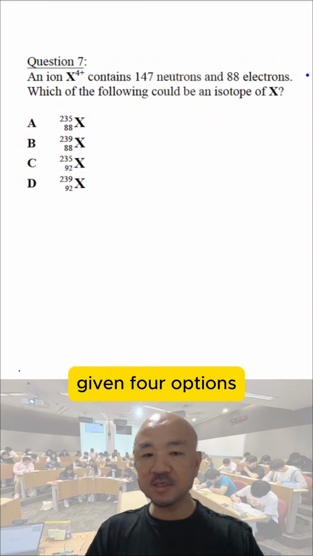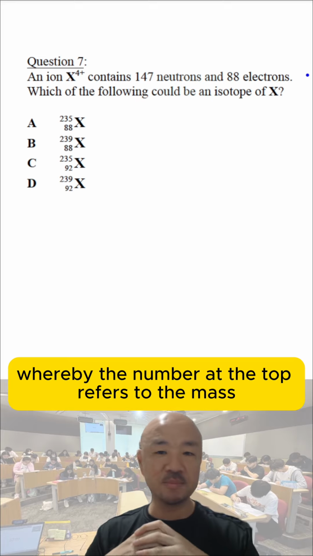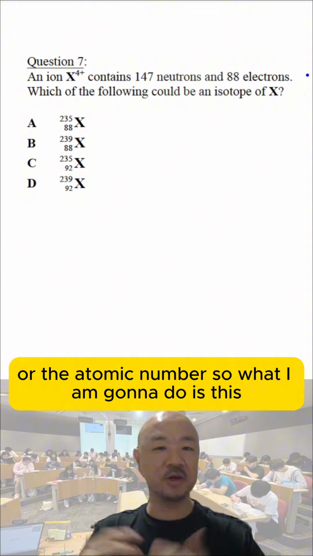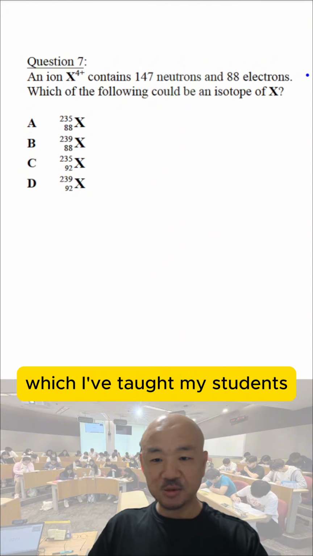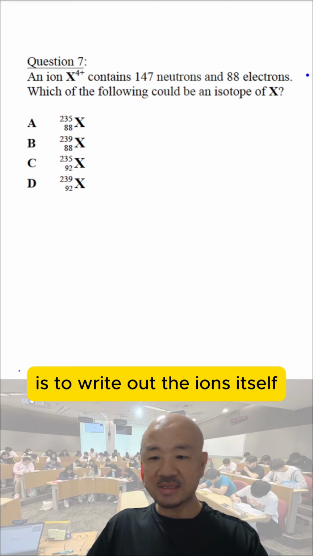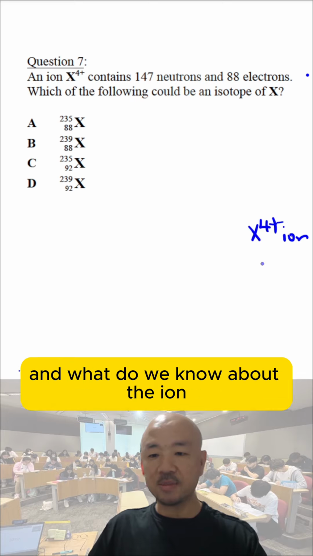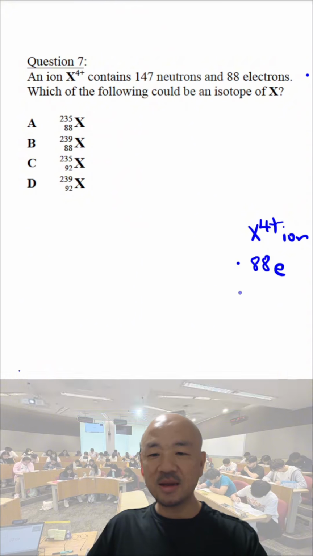You're given 4 options. Each of them you're given the nuclide notation, whereby the number at the top refers to the mass or the nucleon number, and the number below refers to the proton number or the atomic number. So what I'm going to do, which I've taught my students, is to write out the ion itself. In this case it is the X4+ ion. And what do we know about the ion? We know that there are 88 electrons, and we know that there are 147 neutrons.